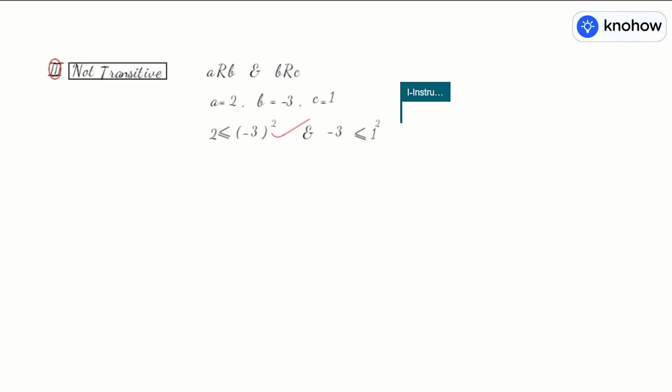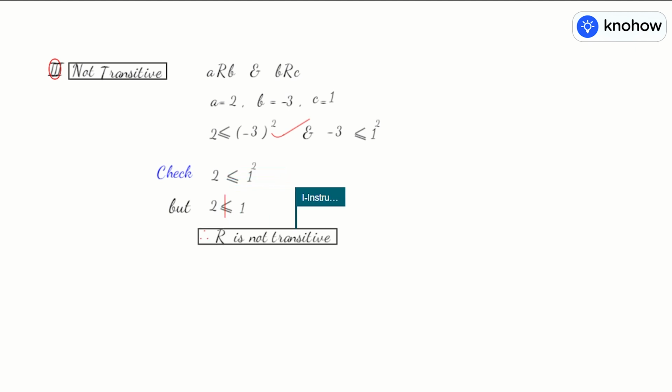Now let us check: 2 is related to -3, -3 is related to 1, that is there. But let us check whether 2 is related to 1, 2 ≤ 1², or 2 ≤ 1, this is false. This is not true. So we can conclude that the given relation is not transitive, because whatever property we are checking, it is supposed to be true for every number, and if we could prove it false even for any three numbers, then it is not true. Okay, it is like this.